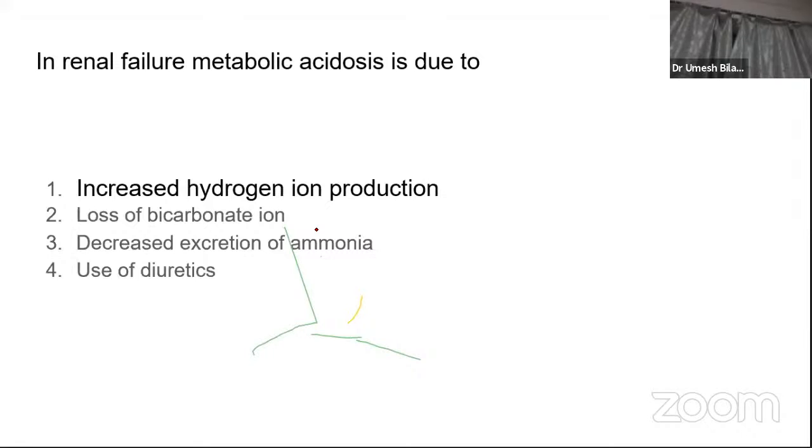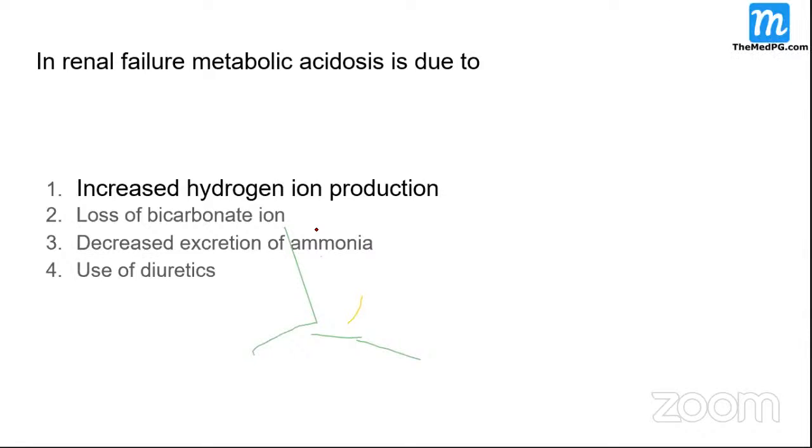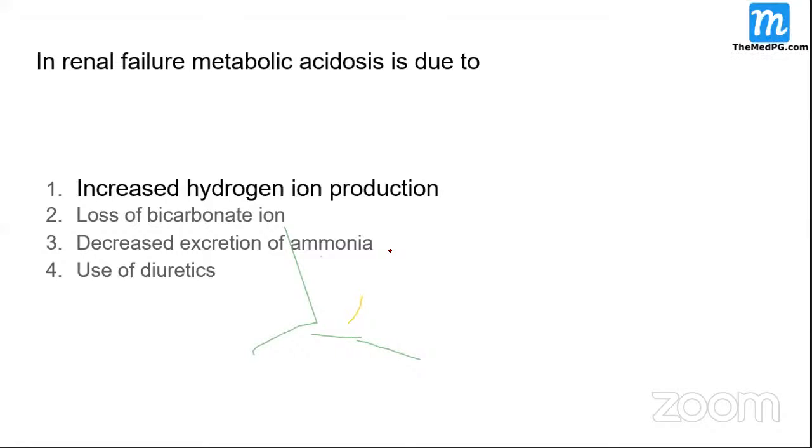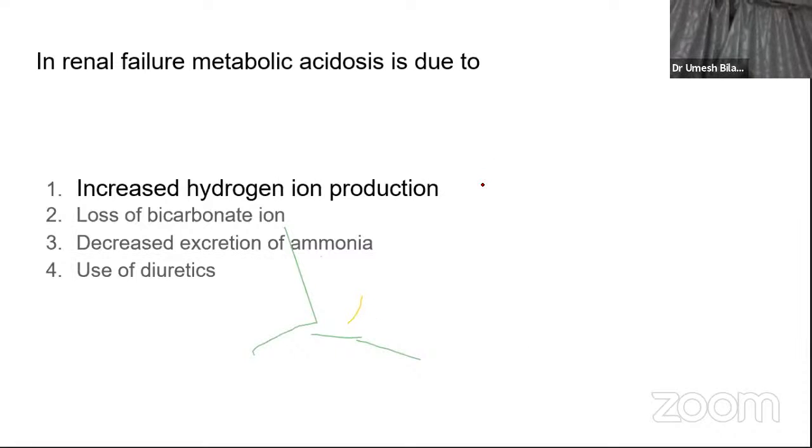So in renal failure, metabolic acidosis is due to what? Students, why is it due to this? What is the function of the kidney? Students, are you able to hear me or not? Third one, sir. Excretion. Yes, the function of the kidney is excretion. Beryllium has answered 3 twice. Fine. So it is decreased excretion.